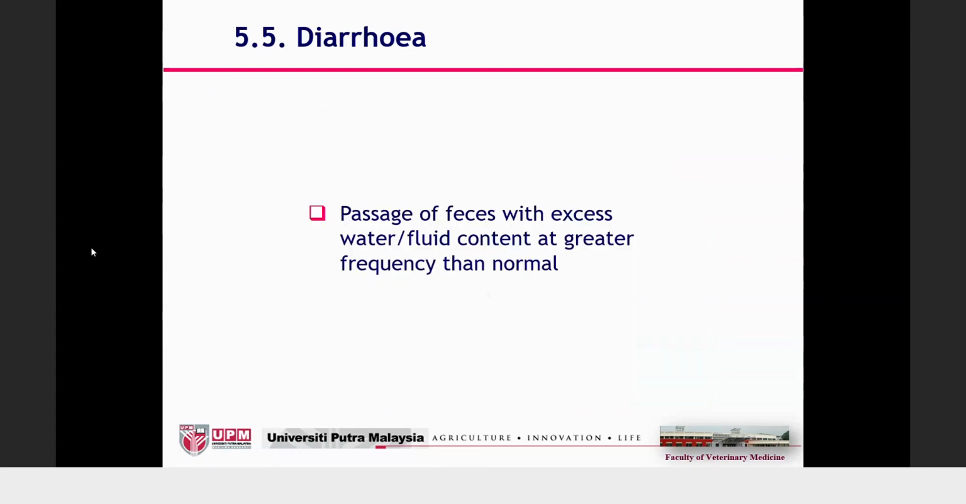Okay, the last one, we have diarrhea. Diarrhea is also very important because it is one of the important clinical signs in the GIT. And diarrhea can be defined as passage of feces with excess water and fluid. Usually they are very soft, with more water, and more importantly, they have greater frequency than normal. So the frequency is much more than usual. I think many of us have experienced diarrhea.